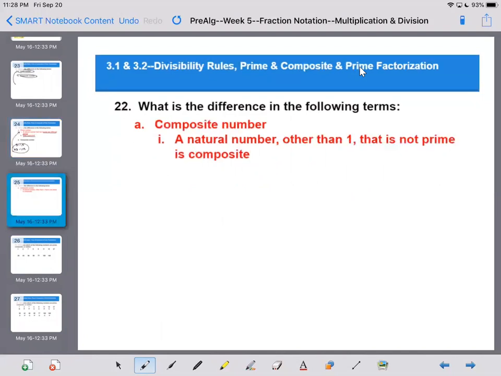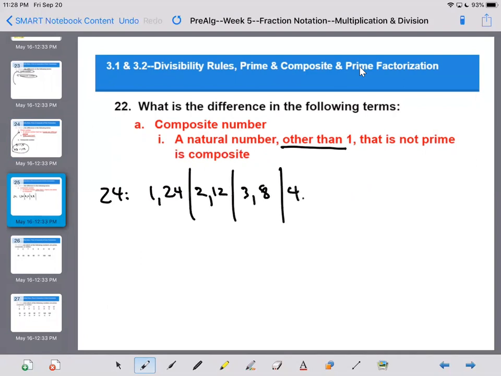When we're dealing with the composite, we're saying it has factors other than 1 and itself. So, for instance, 24. Notice we had 1 and 24. We had 2 and 12. We have 3 and 8. We have 4 and 6. You already have more than 2 factors, so that's why it would be a composite number.